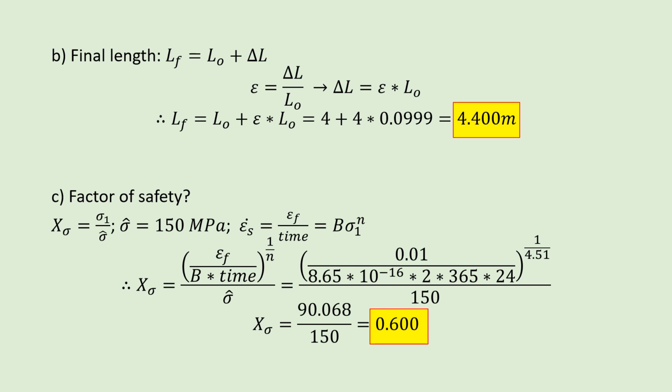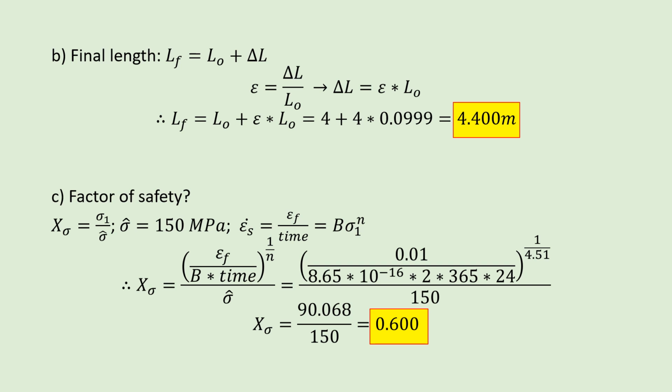Finally, since we know this bar is failing, we don't actually really care about the factor of safety. It is too low, but we'll calculate it for academic purposes. And we know that because it's failing, the factor of safety should be less than 1. So we're going to use the factor of safety equation, which uses stresses, which has our stress at failure, sigma 1, divided by our operating stress, sigma hat. From the problem we have that sigma hat is 150 megapascals, and we need to calculate sigma 1.